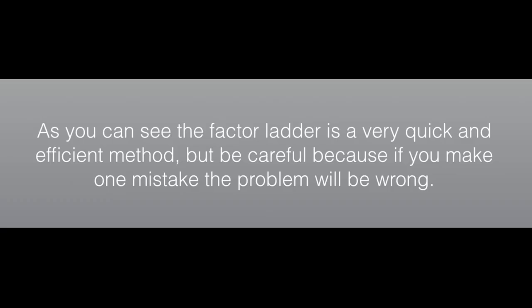The factor ladder is a very efficient method because the outside of the ladder shows you all the prime factors, and the inside of the ladder shows you composite factors. One more thing. Be careful not to put a composite factor on the outside of your ladder. If you do, the prime factorization will be off because it will include a composite factor.